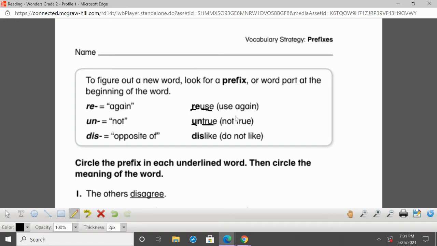And our last prefix that we're going to work with today is dis, D-I-S, and that means opposite of. So in this, we have dislike. So we have our root word, like, and then we have our prefix dis in the front. So the opposite of like, so if you like someone, the opposite of that is you do not like them. So we used our knowledge of dis to help us figure out what dislike means.